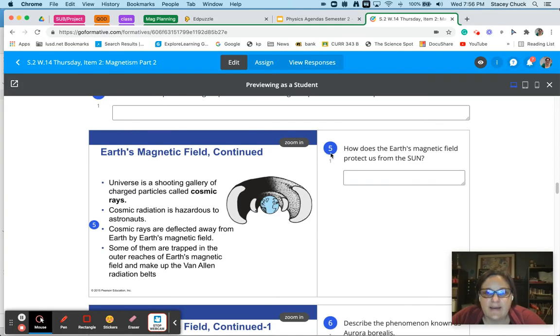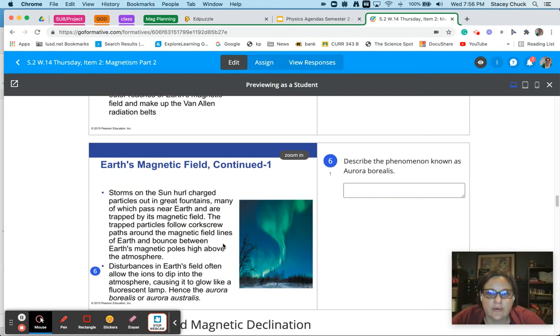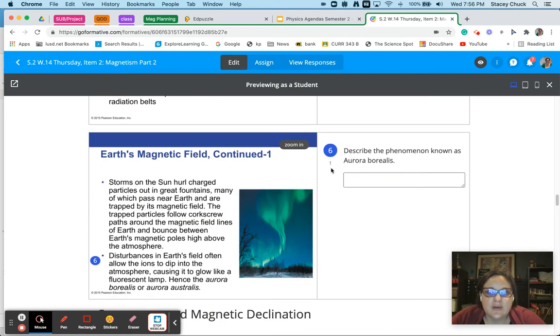So number 5, how does the Earth's magnetic field protect us from the sun? That is listed, I just talked about that just a second ago. Describe the phenomenon known as aurora borealis.